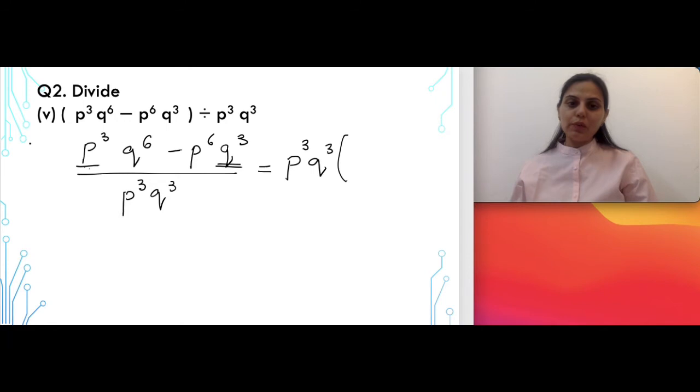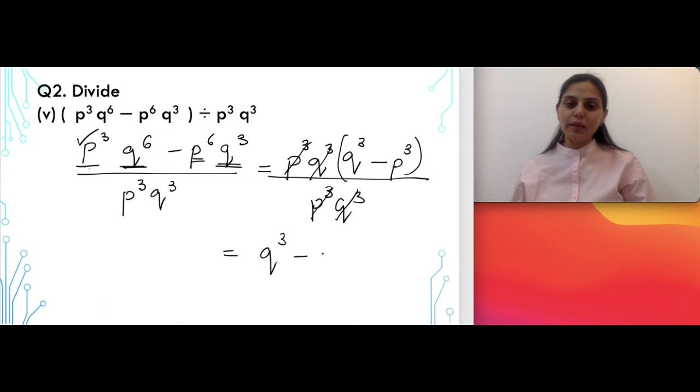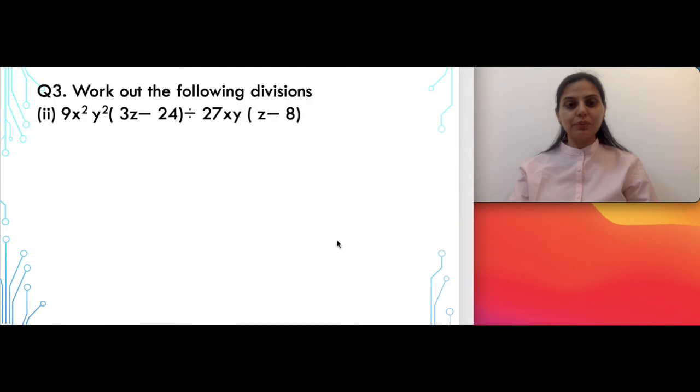So from the first term, since p cube is already taken out common, and from q raised to power 6, q cube is taken out common, the remaining term that is left is q cube minus, similarly from the second one, p cube will be left, whole divided by p cube q cube. So these terms can be cancelled, and the answer that is left is q cube minus p cube. So I hope this question is again clear to you. Moving on to question number 3 now.